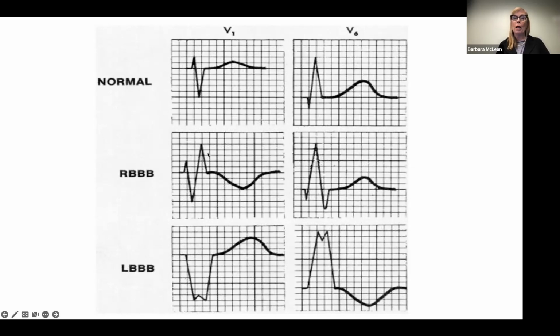With a right bundle branch block, you have a primary direction towards the right heart. And that gives you an upright in lead 1 and V1 and a deep S wave in V6. And with left bundle branch block, the direction is normal, but look how much time it takes to depolarize the ventricle.